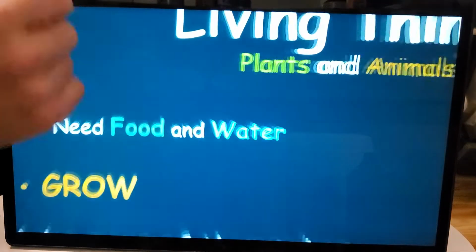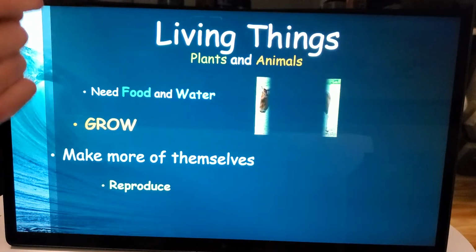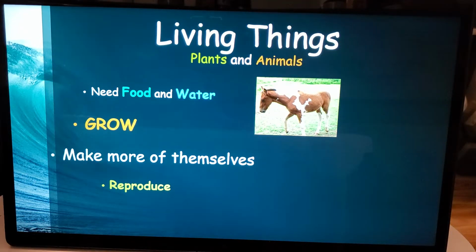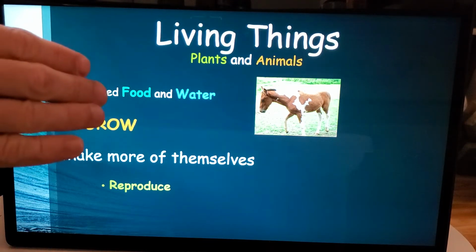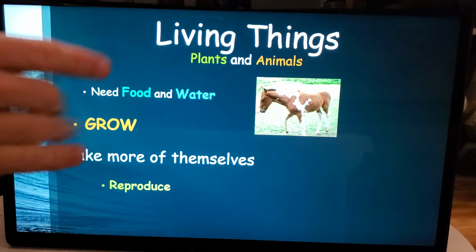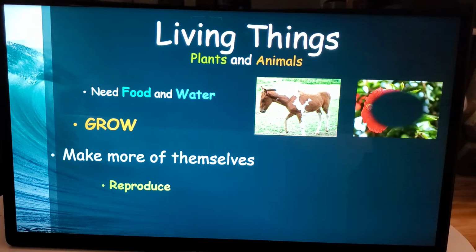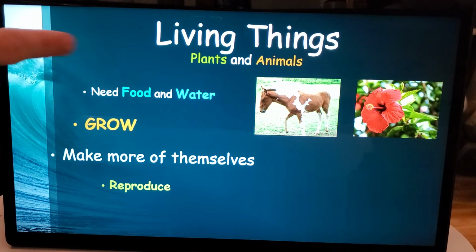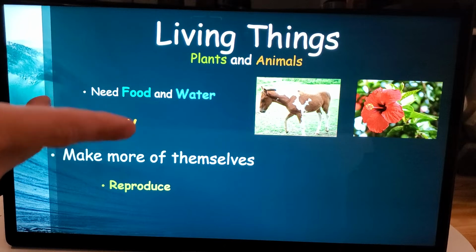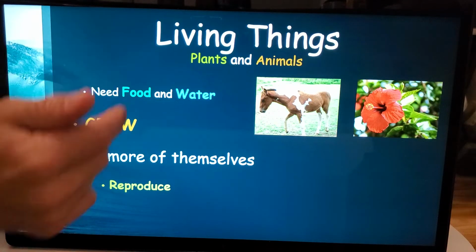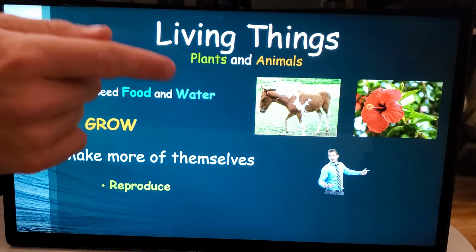One living thing is a horse. A horse is a living thing, right? It needs food and water. Horses grow from baby horses or foals all the way up into an adult. A flower. Now, a flower is a plant. A flower is a living thing. It needs food. It creates its own food through photosynthesis, and it needs water, and it also needs some sunlight for that food, right?